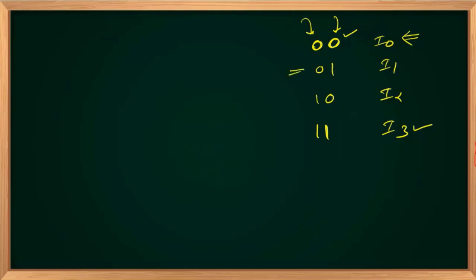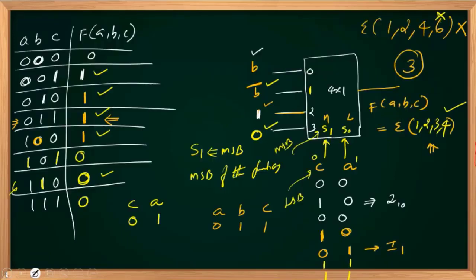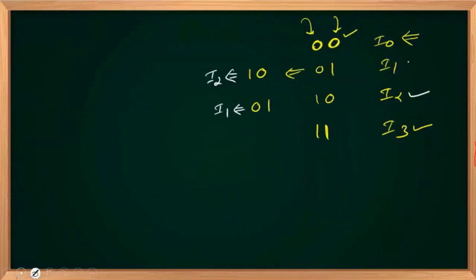Right? If LSB and MSB change here, 0 1 becomes 1 0, and 1 0 becomes 0 1. That implies instead of I1, I2 will be selected. Instead of I2, I1 will be selected. So in the figure given to us, if LSBs and MSBs are not matching, what should be matched? MSB of the multiplexer should be connected to the MSB of the function, and LSB of the multiplexer should be connected to the LSB of the function. If not matching, in the order of selection, instead of I1 we'll have I2, instead of I2 I should have I1.